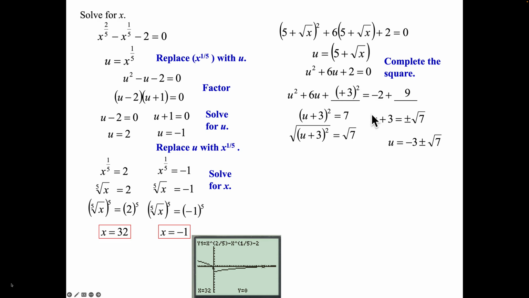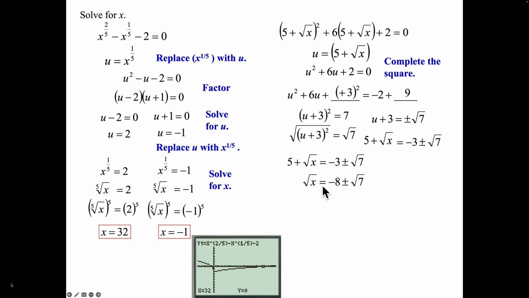Now, we got to solve for x. So bring back the 5 plus the square root of x for u. And okay, we got to get this square root of x by itself, so we're going to subtract the 5 over to make this a negative 8 plus or minus the square root. Wait a minute, hold the phone, time out.